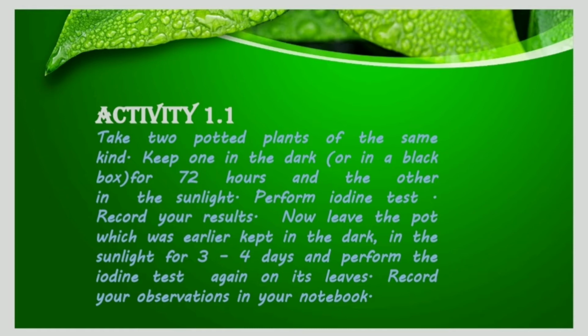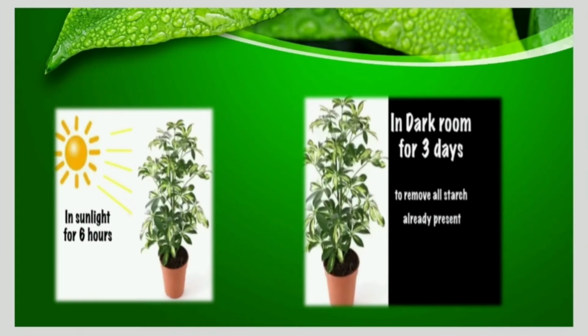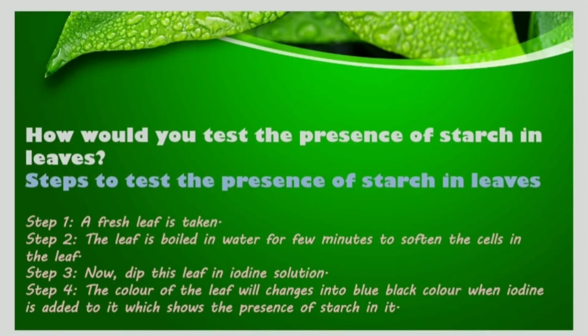Now, leave the pot which was earlier kept in the dark in the sunlight for 3 to 4 days and perform the iodine test again on its leaves. Record your observations in your notebook. How would you test the presence of starch in leaves? Steps to test the presence of starch in leaves.